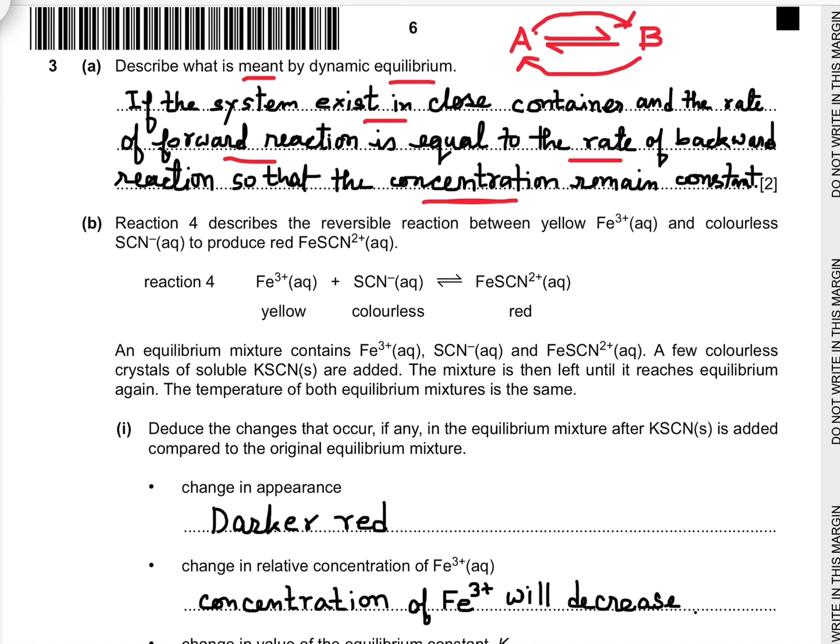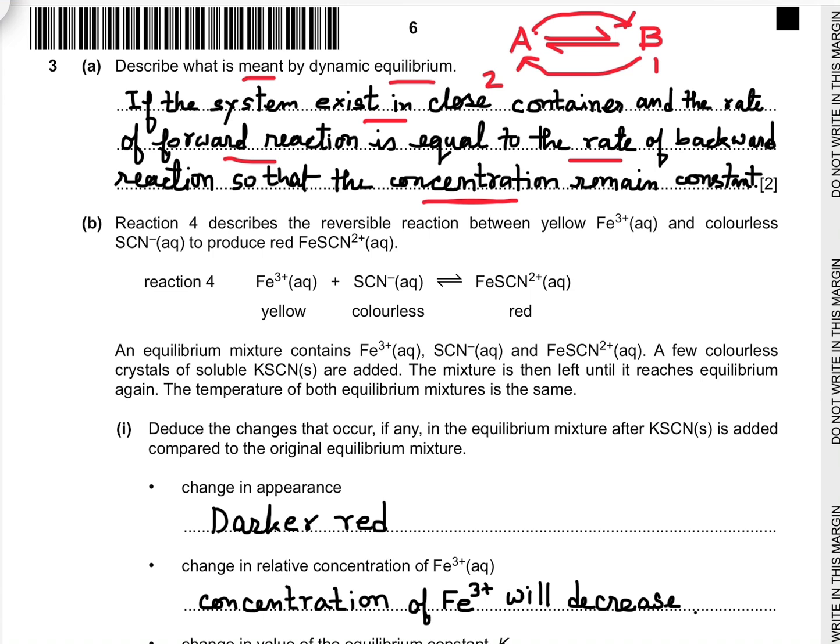Suppose the concentration of A at equilibrium is 2 mole per decimeter cube and for B it's 1. So in case of dynamic equilibrium, this value will remain unchanged. But the concentration of A and B doesn't have to be equal.